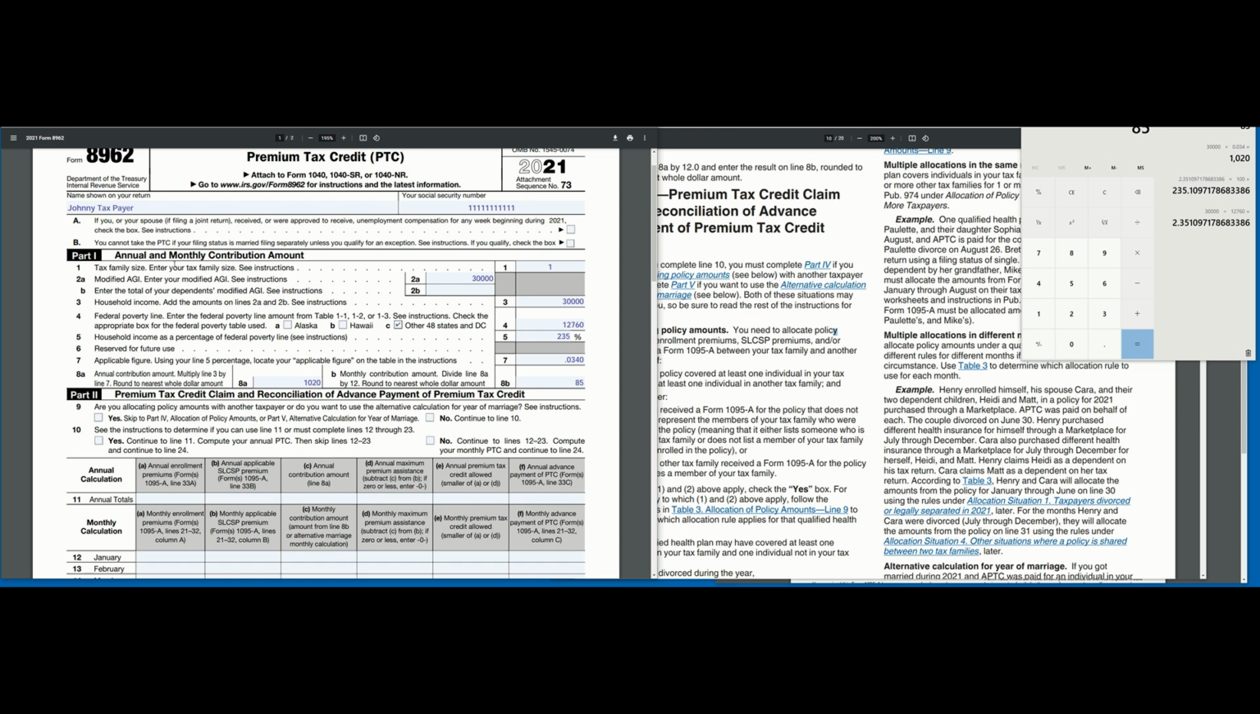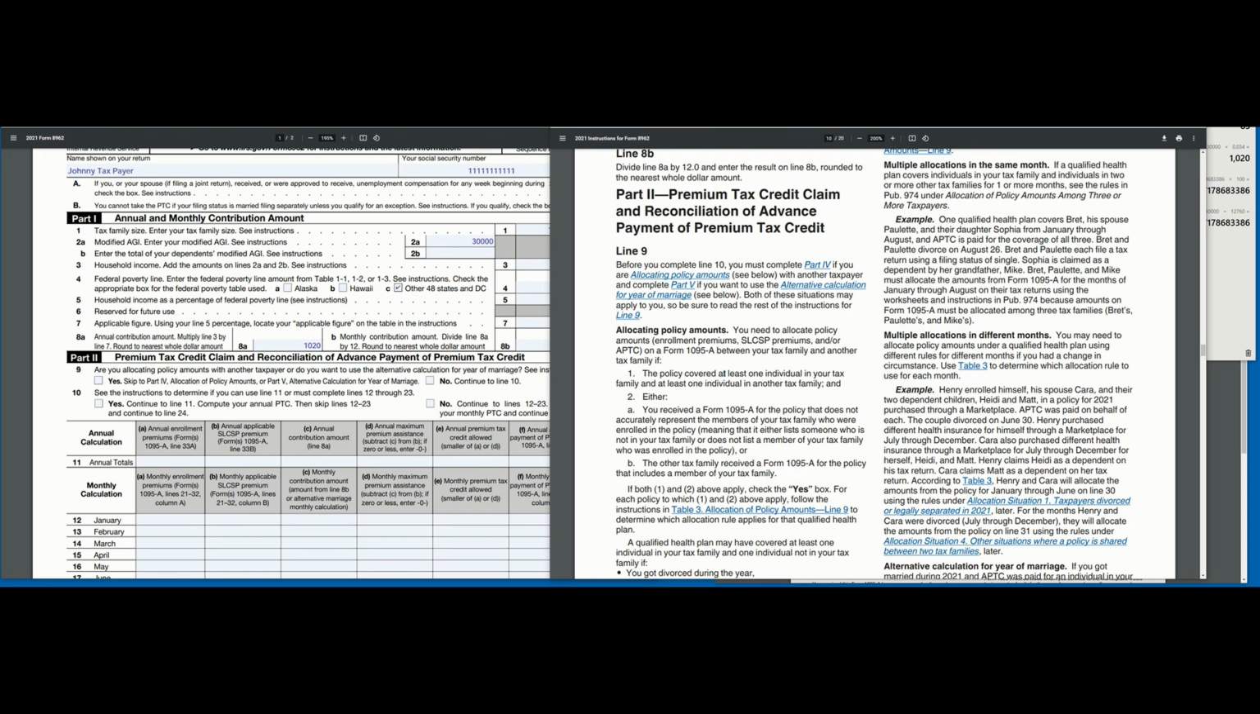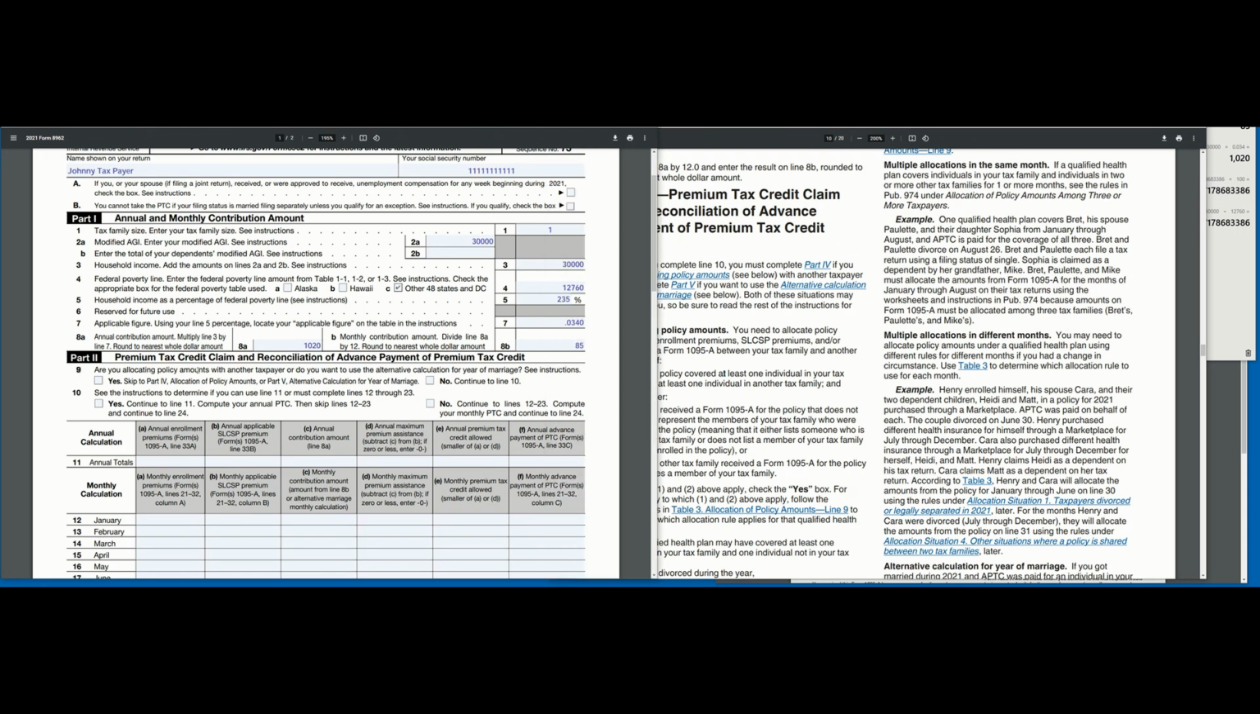And so we have completed part 1, which is basically just your basic information. All right, so part 2, line number 9. Are you allocating policy amounts with another taxpayer, or do you want to use alternative calculations for year of marriage? So this would be if you have a situation where you got married within the year, or you have multiple tax accounts that you're doing together. I don't have that situation, so I'll put no.